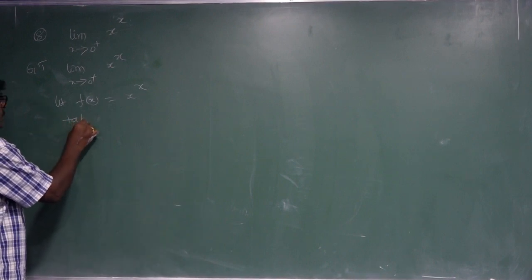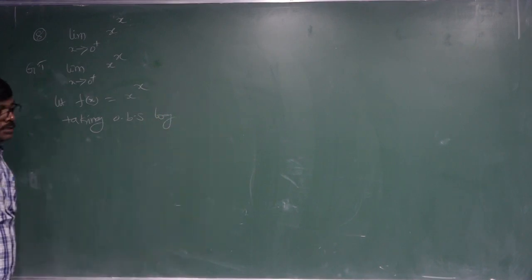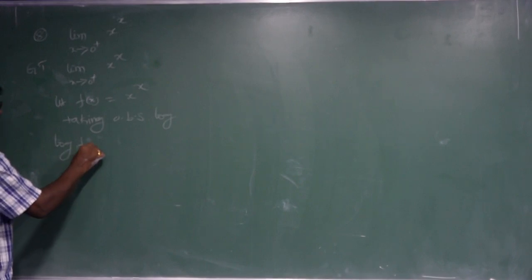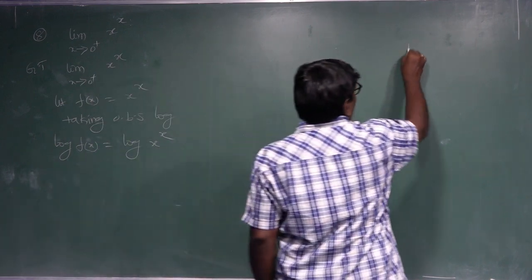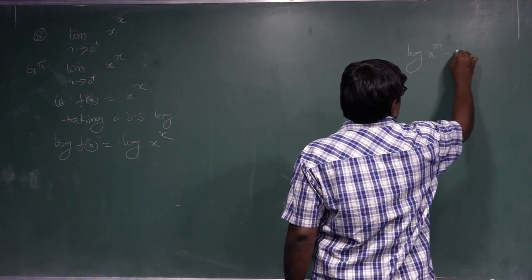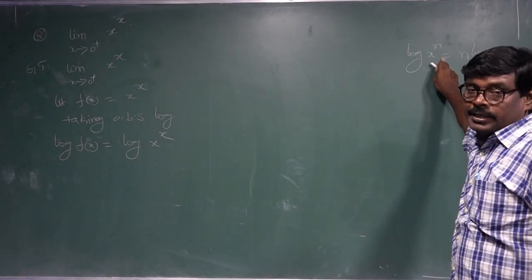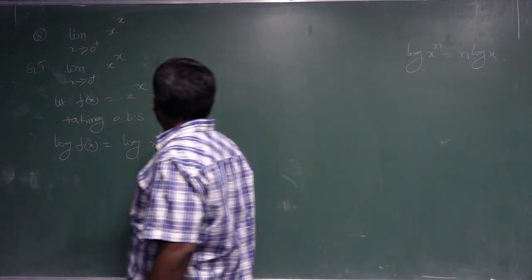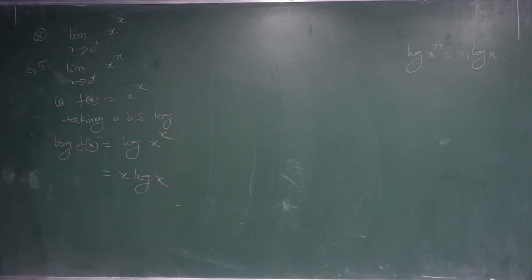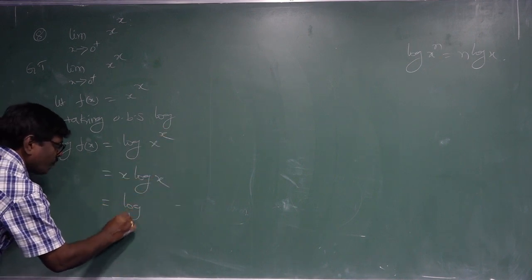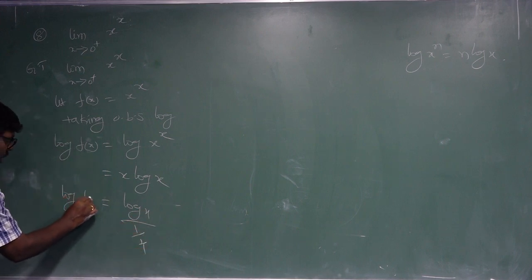Taking log on both sides, log of f of x equals log of x power of x. The formula is log of x power of n equals n into log of x. So x power of x gives x log of x. This is converted to log of x by 1 by x. This is log of f of x.